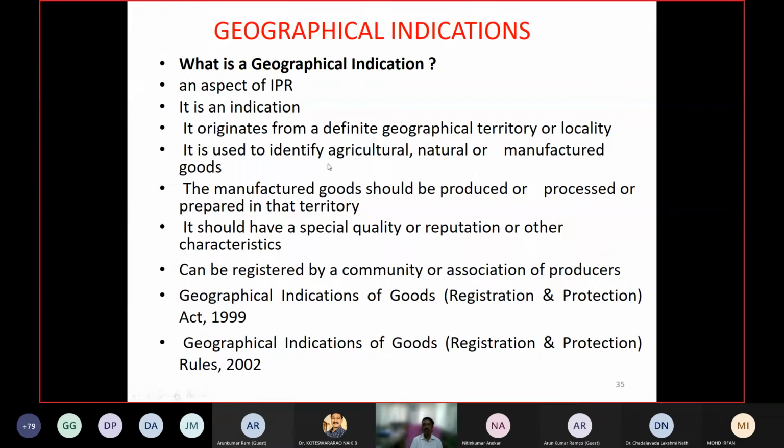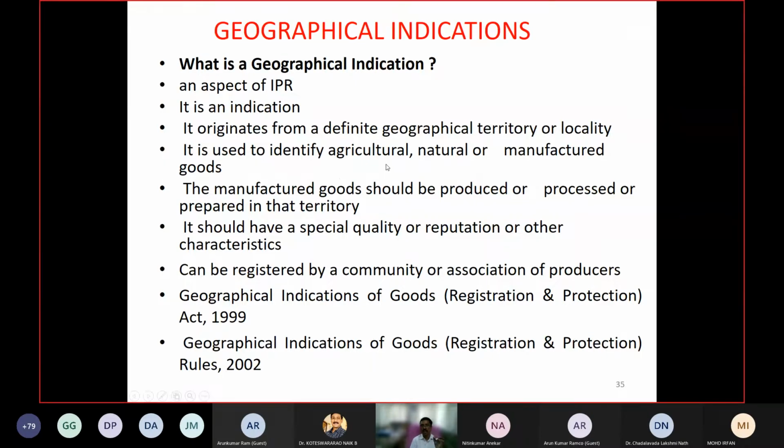It's one of the intellectual property rights, intangible property rights. It is an indication, it indicates its origin, its geographical territory or its locality. Darjeeling tea means the tea indicates its location, Darjeeling. Kanchipuram sari means that Kanchi silk sari indicates Kanchipuram. And Mysore sandal soap, Mysore city means Karnataka. Like this, each and every product.